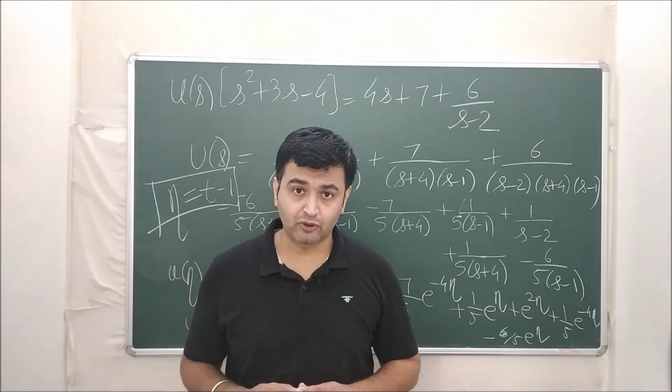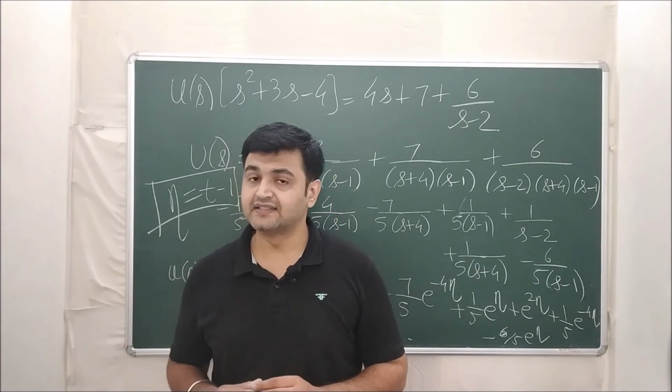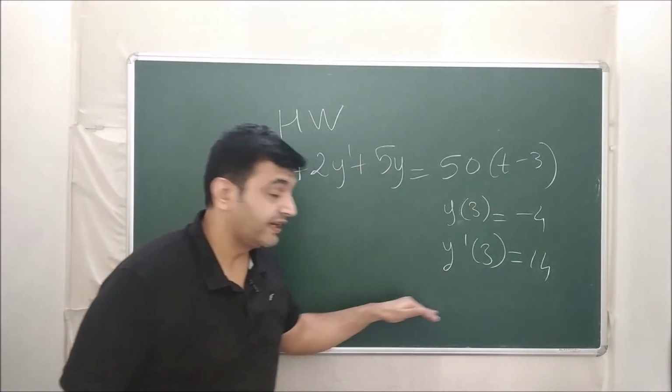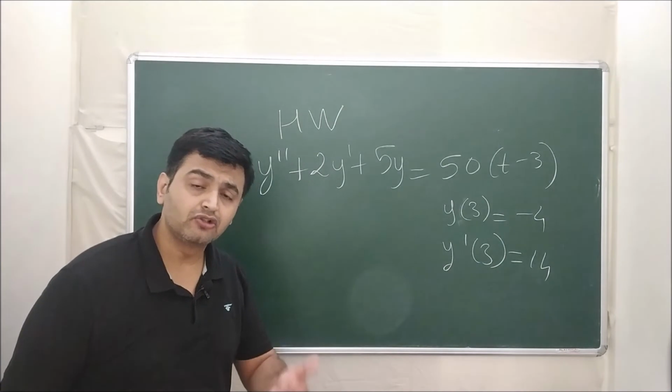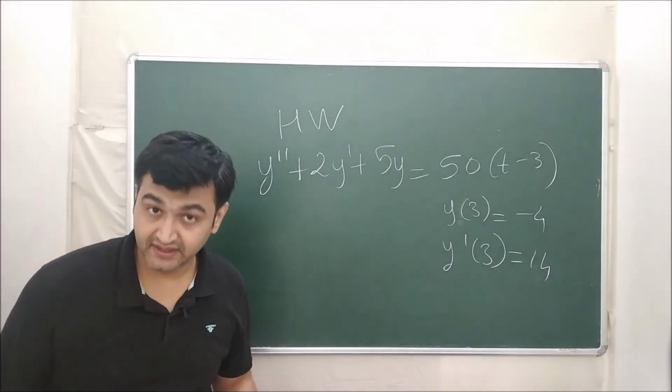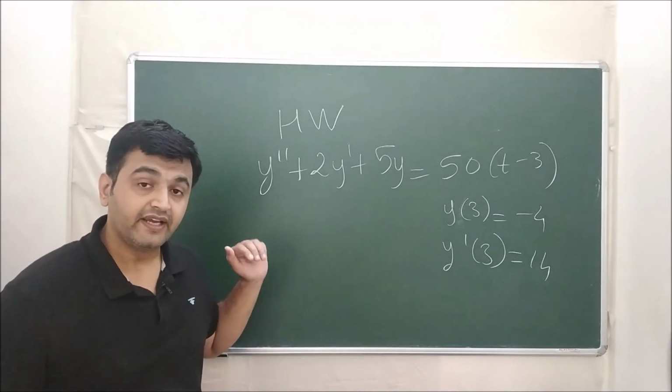Let me give you one homework problem and make sure you post the answer in the comment section. So this is the question. Solve this and tell me what is the answer. And if you get stuck, then also you can ask me. Here also you will do the translation. Eta is equal to t minus 3. So do the translation and tell me what is the answer.